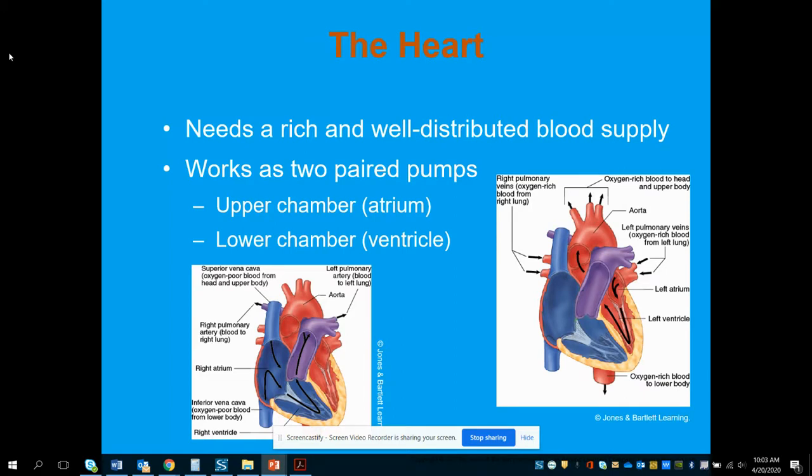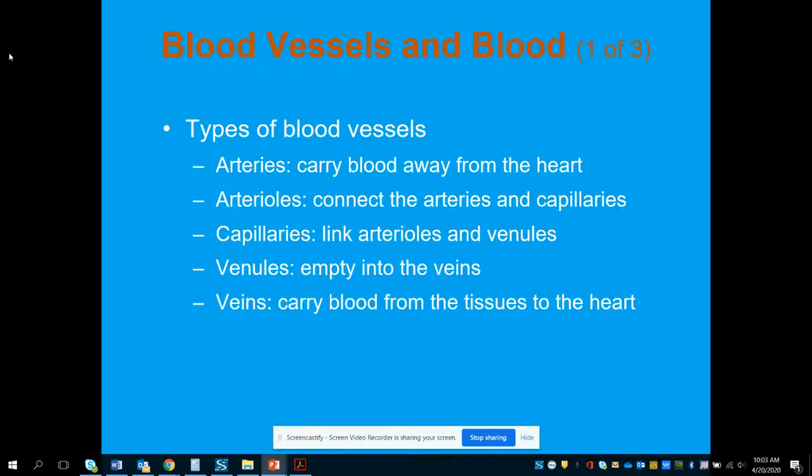So the heart needs a rich and well-distributed blood supply for it to be functioning appropriately, and it works as two paired pumps: the upper chambers, which are the atria, and the lower chambers, which are the ventricles. And so then we have our blood vessels, which are all one interworking system. So we have our large arteries, which carry oxygenated blood away from the heart to distribute it out. They become smaller arterioles that connect your arteries and capillaries. And then they become the capillaries, which link the arterioles and the venules.